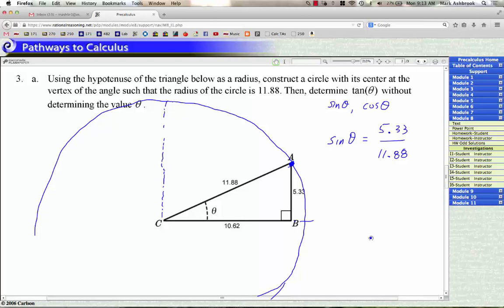What's our radius length? 11.88. So you're going to take whatever that height is. If you take it as a fraction of the radius, that gives us, we know what the output of sine is. Vertical distance above the horizontal diameter in fraction of the radius length. Okay, cosine theta.